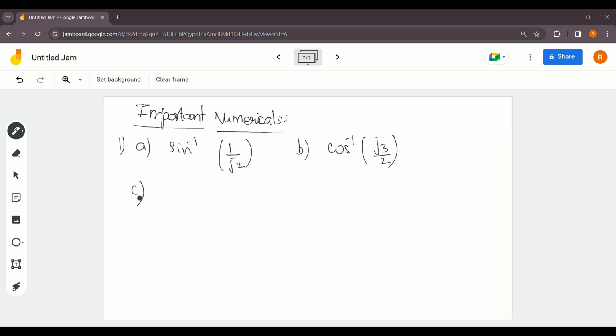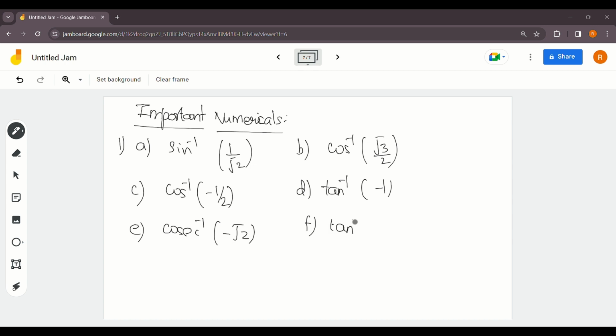And now let us take some negative values. Cos inverse of minus of half, tan inverse of minus 1, and next is cosec inverse of minus root 2, and finally you have this question: tan inverse root 3, we are going to evaluate this value minus secant inverse minus 2. Now let us solve these questions.